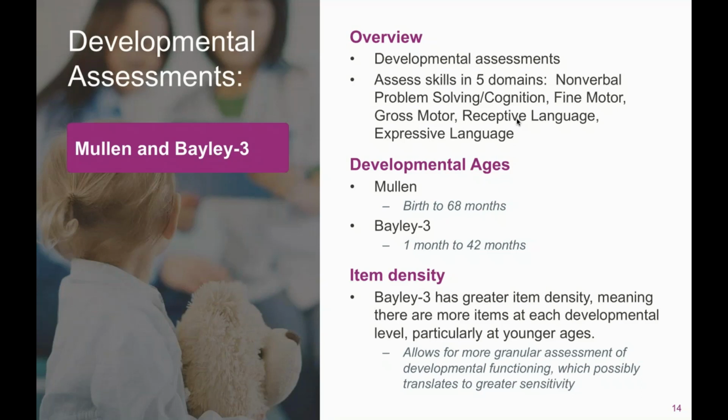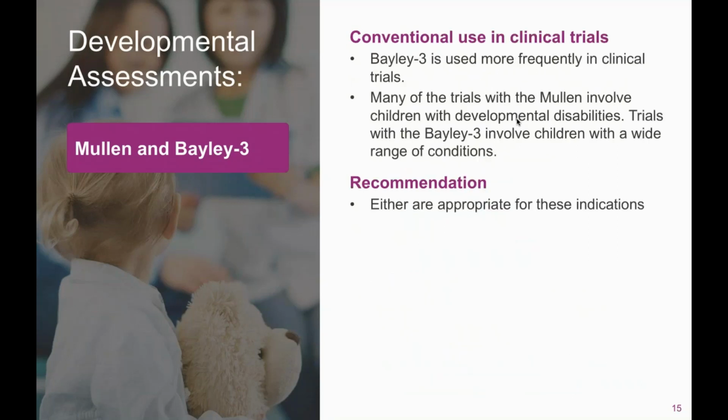So there's more measurement between developmental stages, if you will, with the Bayley. So you can assess finer level skills with the Bayley, and that translates to greater sensitivity. Both are used in clinical trials. The Bayley is used more frequently, but the Mullen is definitely used, particularly in trials of individuals that have developmental disabilities. So as a general rule, I recommend both, and it depends on your trial as to which specifically we would recommend.